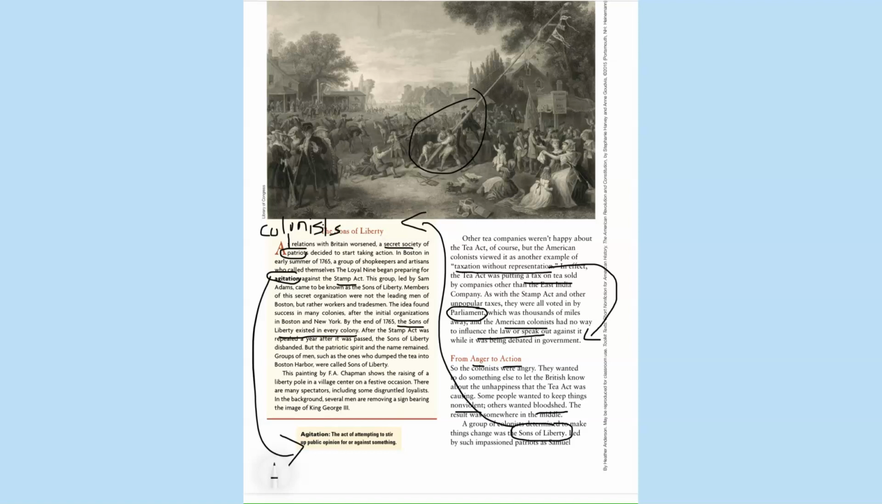This painting by F.A. Chapman shows the raising of a liberty pole in a village center on a festive occasion. There are many spectators, including some disgruntled loyalists. In the background, several men are removing a sign bearing the image of King George. So we have your patriots who are colonists against the British crown, but we have your loyalists who are staying loyal to the British crown. So they were supporting the British.